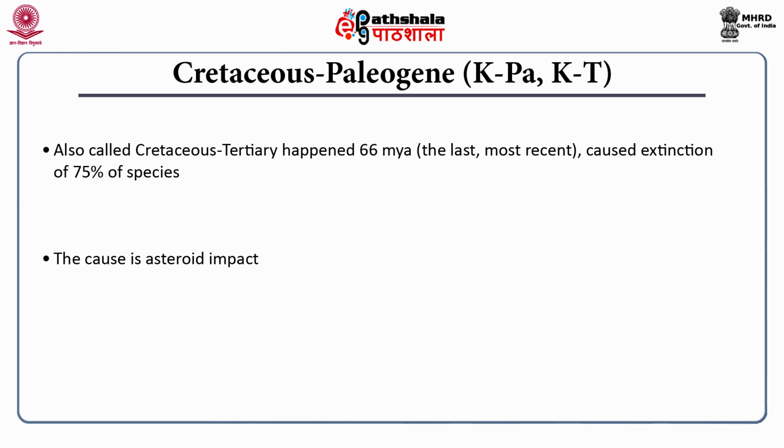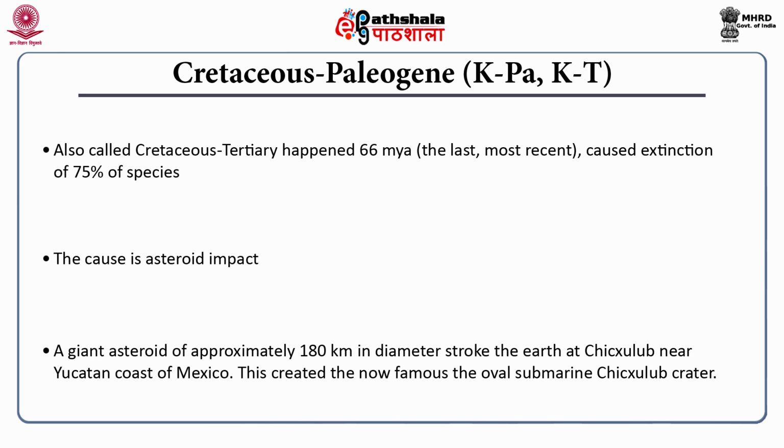A consensus exists that the cause is now thought to be an asteroid impact, a big asteroid that struck the Chicxulub location. The crater is called Chicxulub, on the Yucatan coast of Mexico. The asteroid might have been at least 180 kilometers in diameter, which is almost like the Permian one, but the Permian one was a little bit bigger, 250 kilometers. This one is 180 kilometers in diameter, which is immense, really immense. This is the now famous oval submarine Chicxulub crater, as you can see in this picture.